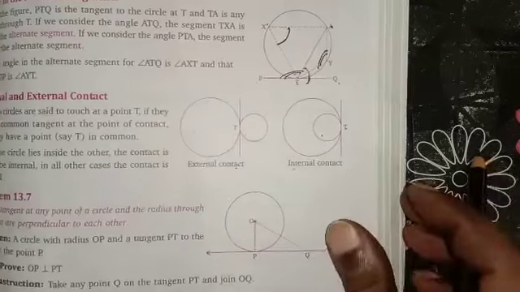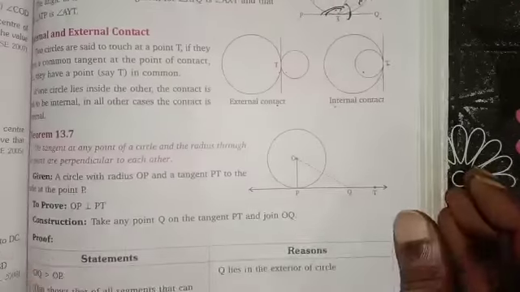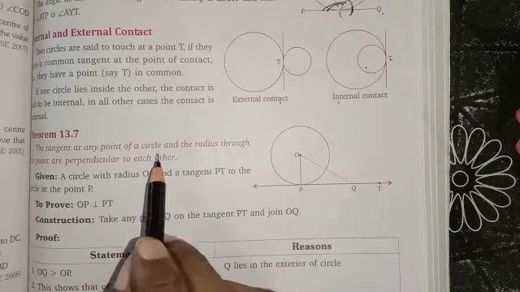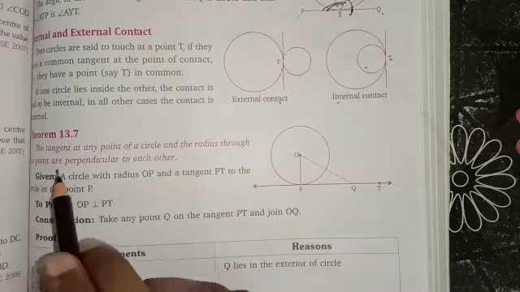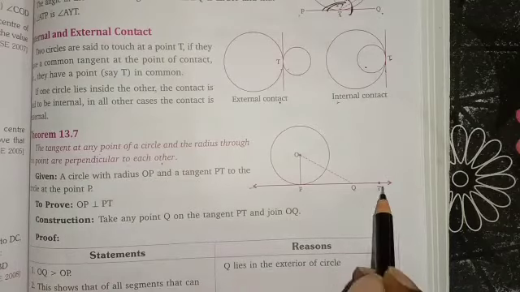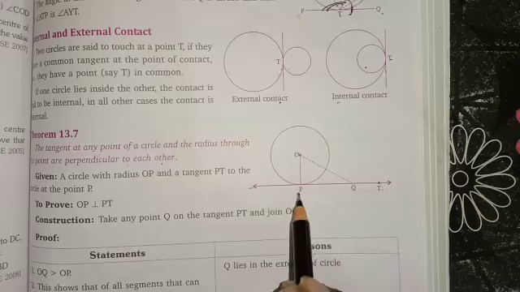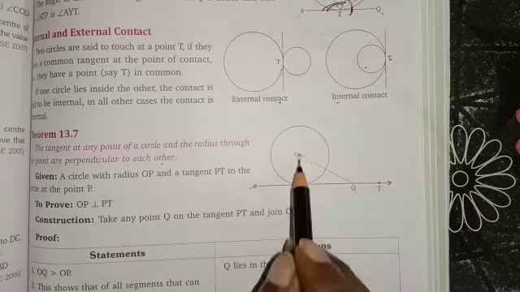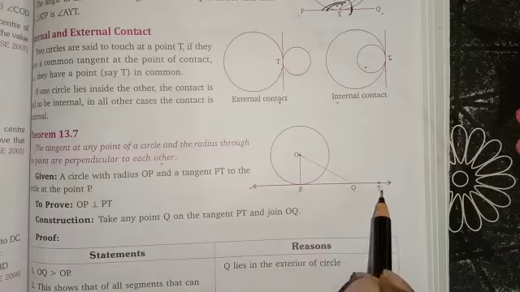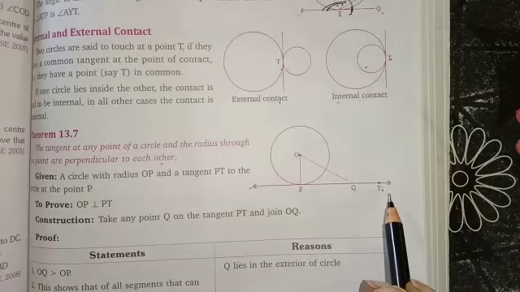The first theorem in this chapter: the tangent at any point of a circle and the radius through the point are perpendicular to each other. You have to prove it. Already I have told, this is a tangent, PT is a tangent at the point P on the circle, OP is joined, and you have to prove OP is perpendicular to this tangent. This is the theorem that you have to prove.